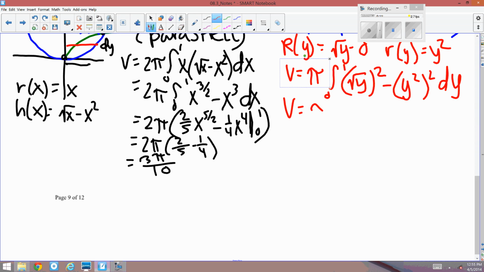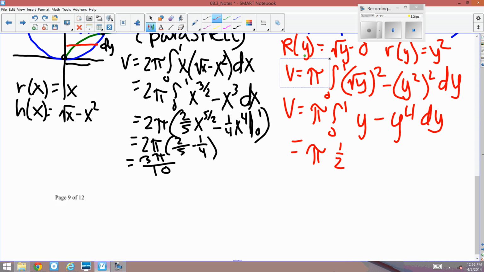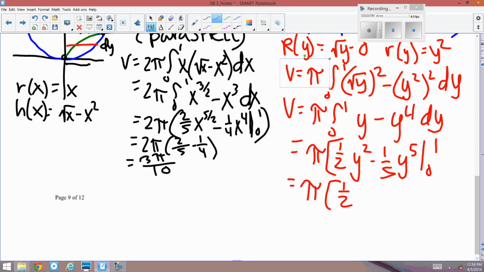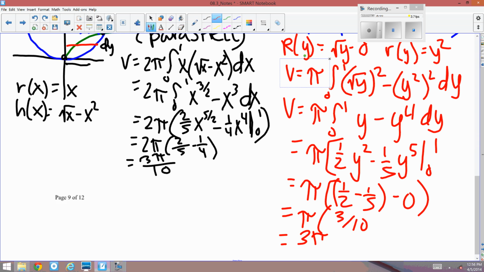Volume equals pi integral 0 to 1, y minus y to the 4th dy. Use the power rule here. 0 to 1, great. We're still going. 1/2 minus 1/5 minus 0 minus 0. Good. Okay, pi times 3/10. And look, we get the same exact answer as we got before.